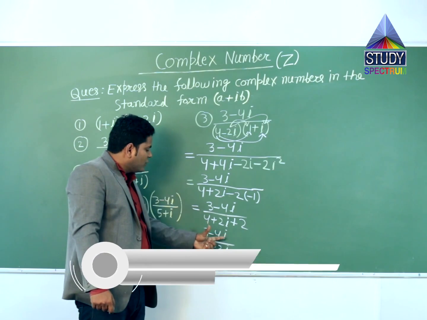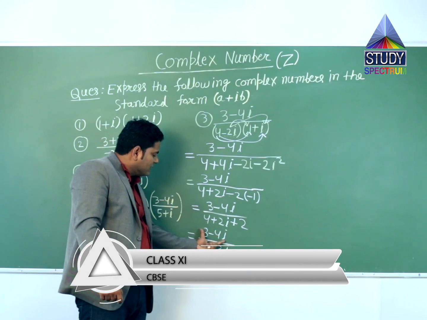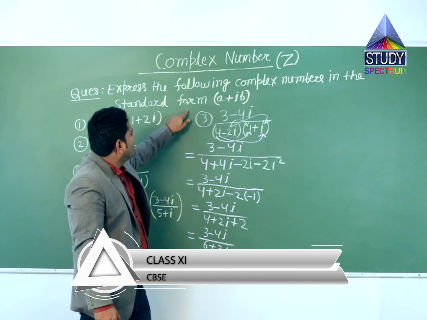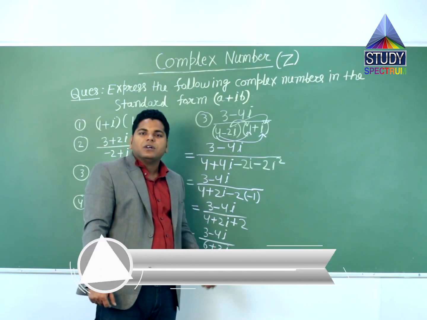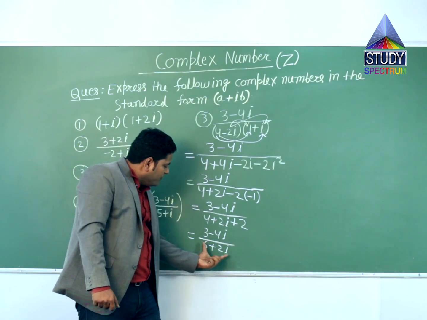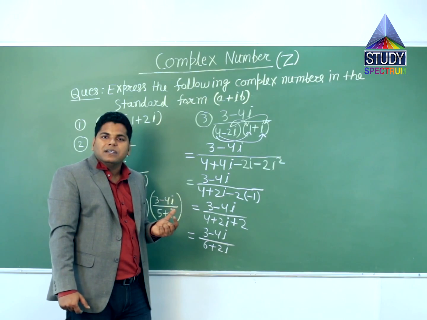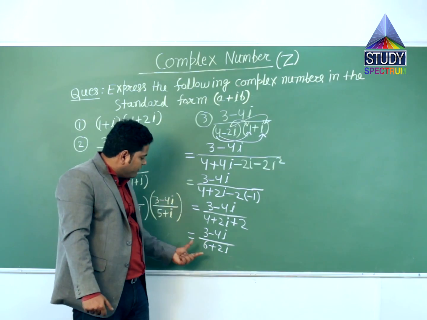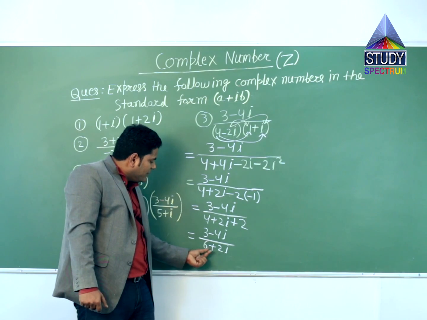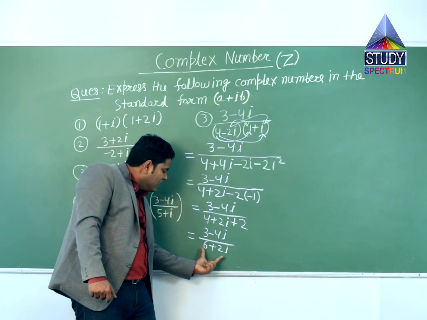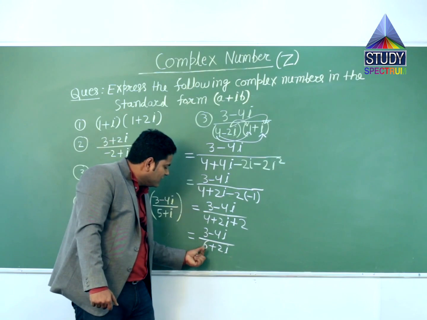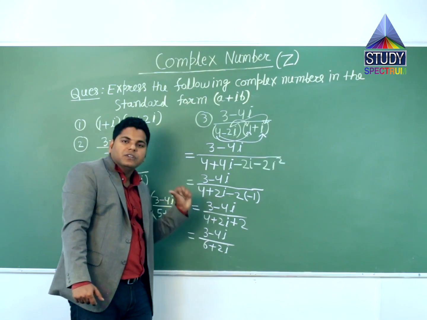to change this complex number. Here it is in the form of division of two complex numbers, and we need the standard form of complex number a plus ib. So we have to make the denominator a rational number. So to make the denominator a rational number, we will multiply by changing the sign between these two. So we will multiply numerator and denominator by 6 minus 2i.